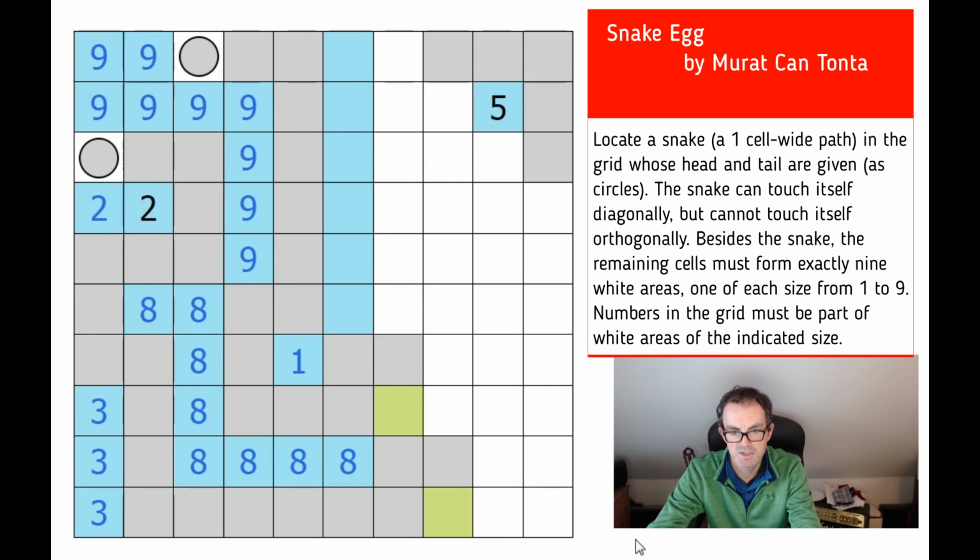These are both of size 1, so they must both get bigger. Now they're of size 2, so they must both get bigger. And in fact, this one can't be 3 either, so it must go at least that far.